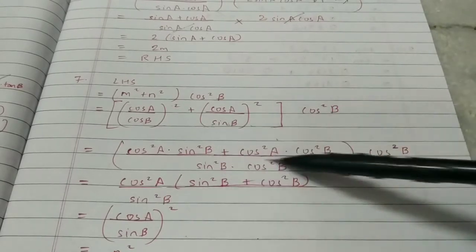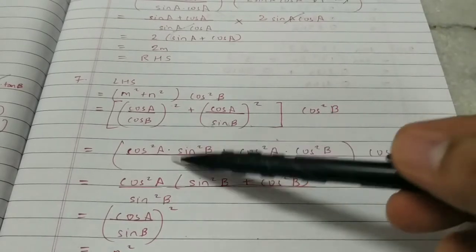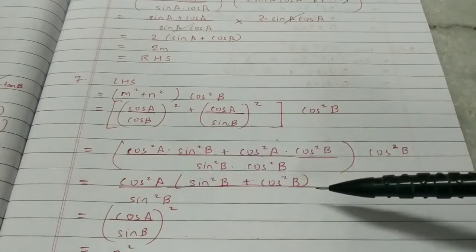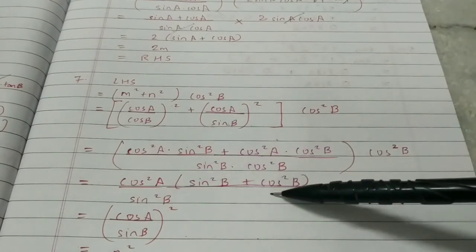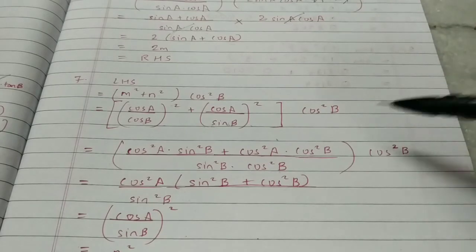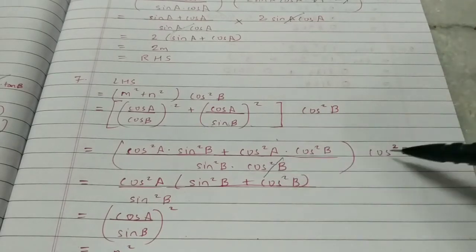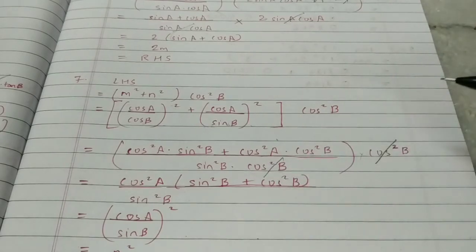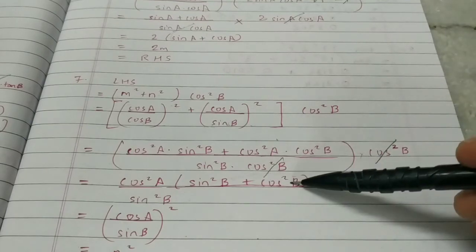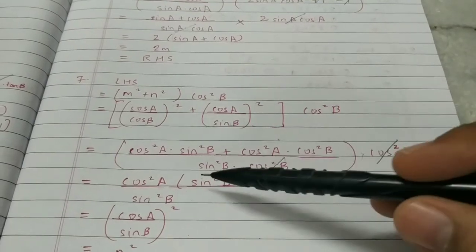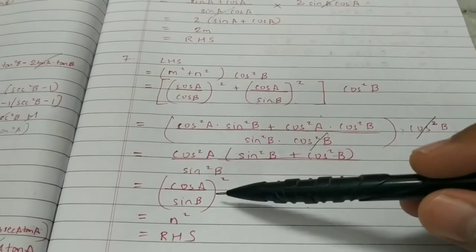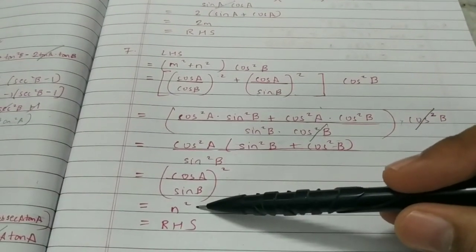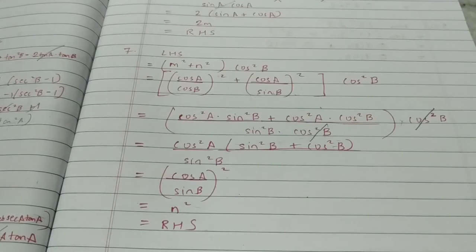But in the numerator, I can take cos square a common. So do that. So what is left is sine square b plus cos square b. And in the denominator, this cos square b got cancelled by this because there's a multiplication here. Now this bracket is equal to 1. So the only thing left is cos square a upon sine square b, which is n squared, and that's the RHS. So that's how we prove it.